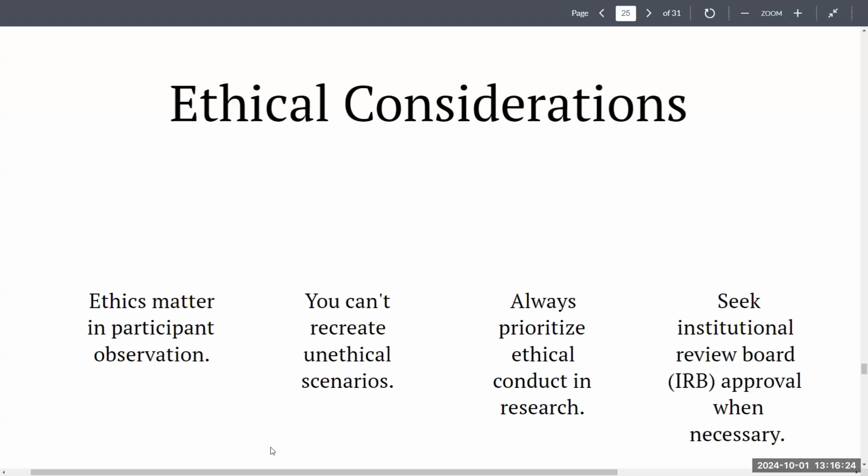So ethical principles should guide all actions with participant observation. And lastly, if you're doing something, seek out the institutional review board's approval when necessary. Okay, so if you're doing something within the university, we seek out their approval.